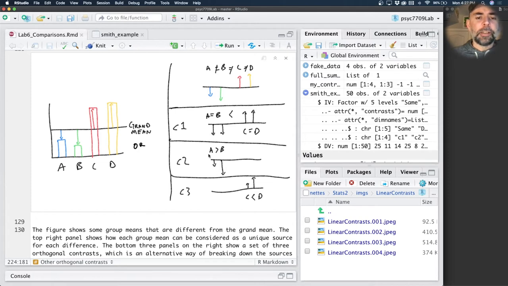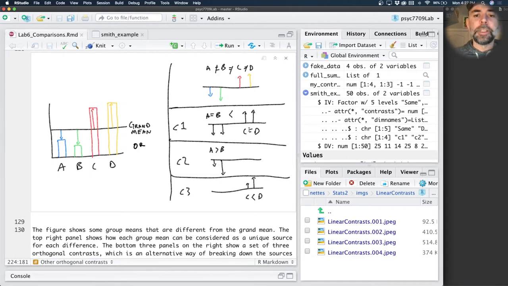There's also something like this going on in our second contrast. That is, A's greater than B. So A doesn't push the mean down as much as B does. A and B both push down, but A pushes down more. So we could describe these two group means as really the sum of this influence and this other influence.